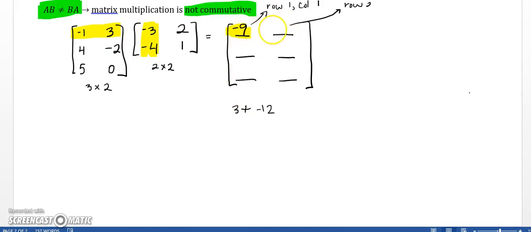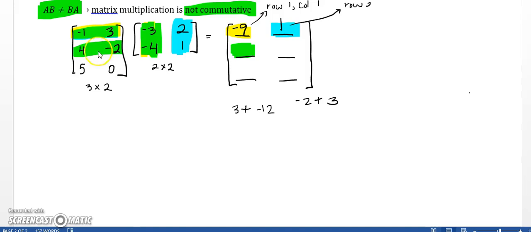What I'm going to do next is try and get this element here. This is row 1, column 2. So I'm going to be in row 1, column 2. So move across, move down. Negative 1 times 2 is negative 2. Plus 3 times 1 is 3, and I get 1. Next, I want this one here. That element is row 2, column 1. So I want to be in row 2, column 1. So now I have, start at the left, start at the top. 4 times negative 3 is negative 12, plus negative 2 times negative 4 is 8. Negative 12 plus 8 is negative 4.